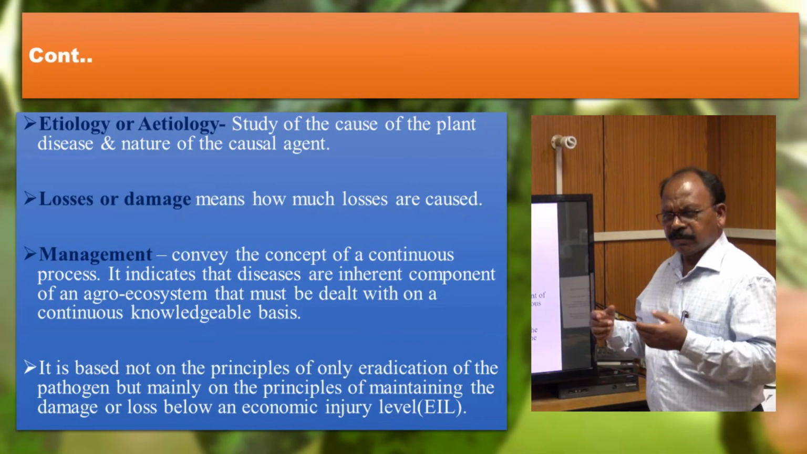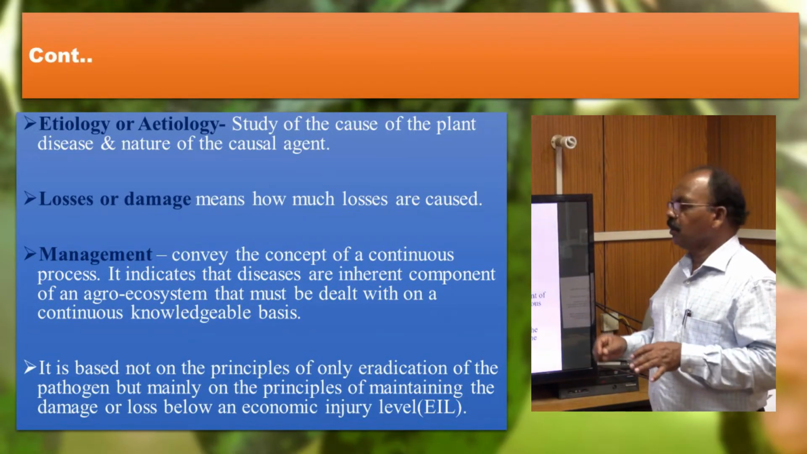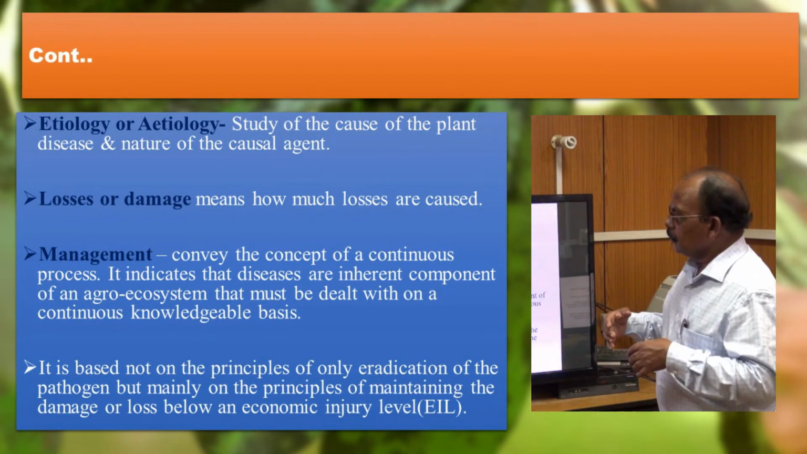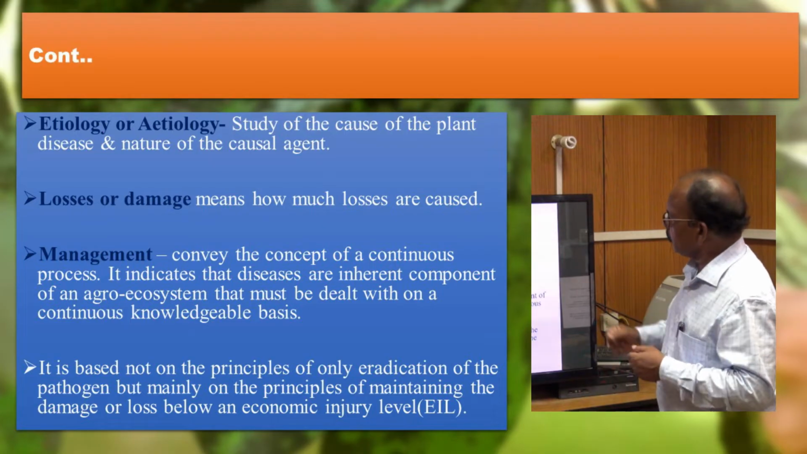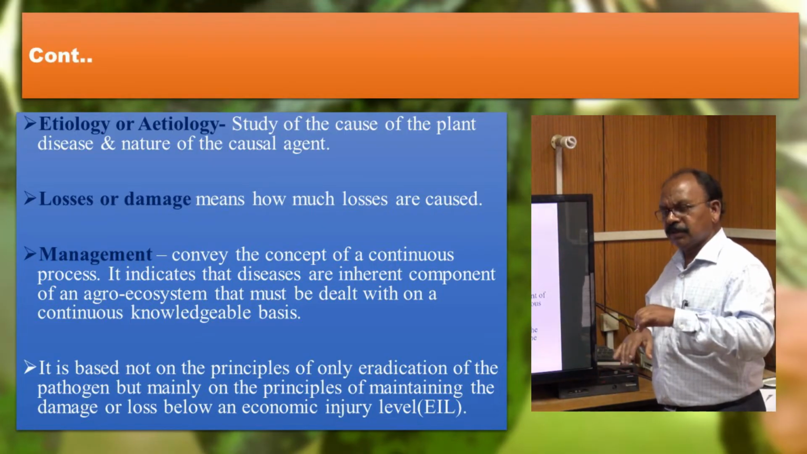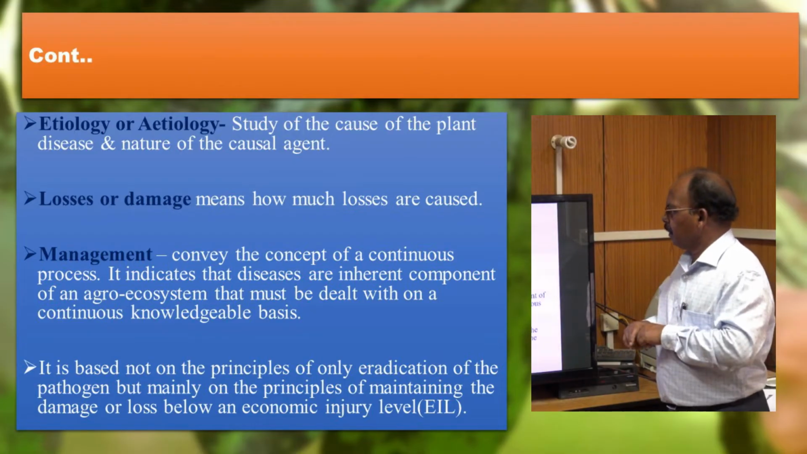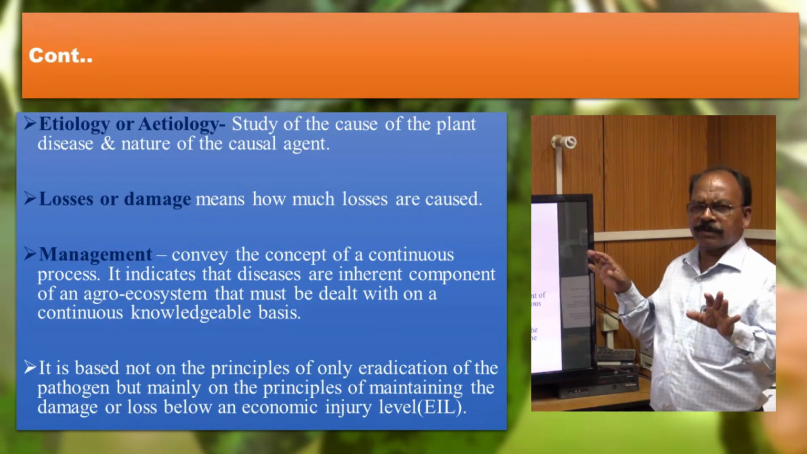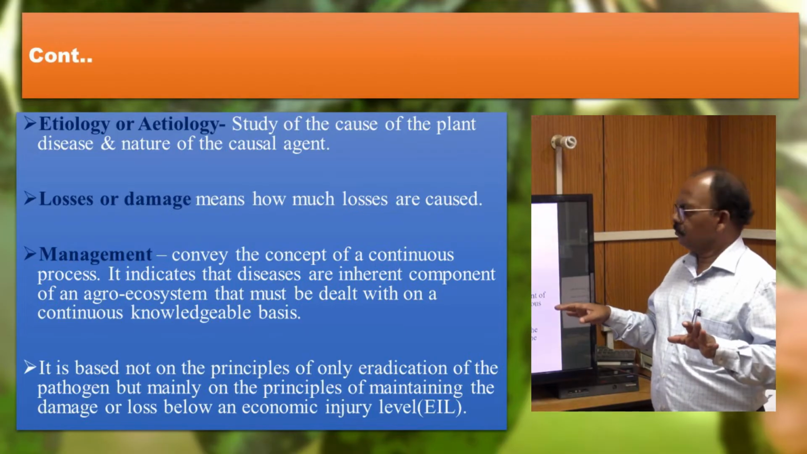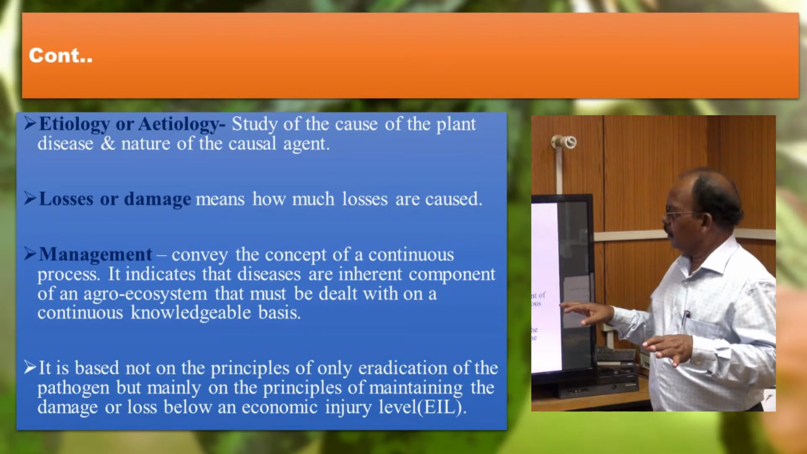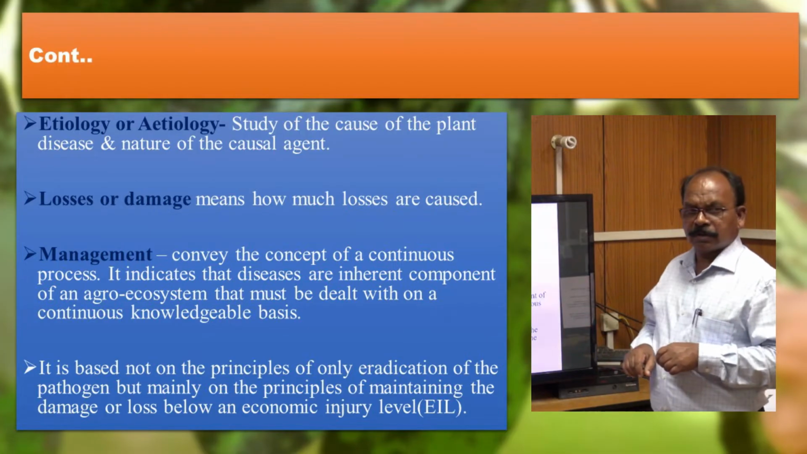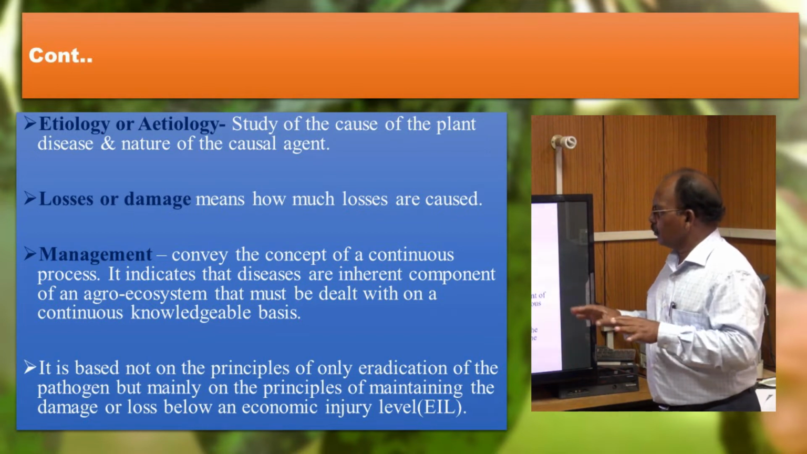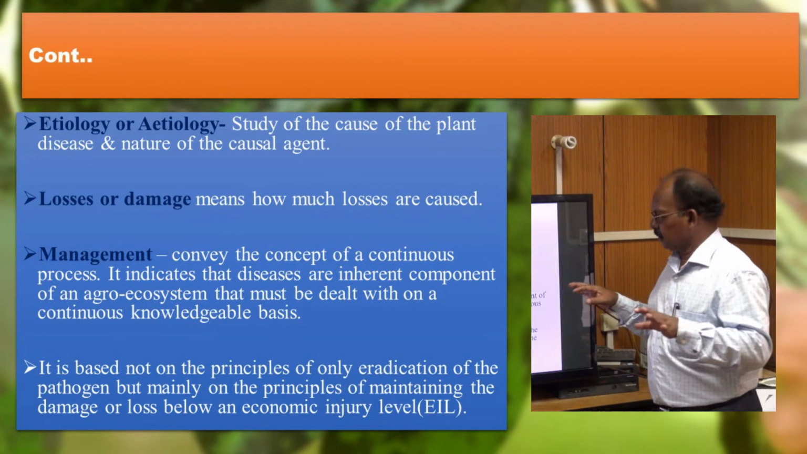The causal agent may be an infectious causal agent or a non-infectious causal agent. An infectious causal agent is one which is capable of reproducing and spreading the disease from one host plant to another host plant. Non-infectious means there is no association of a causal organism. It includes air pollutants, nutrient deficiency, unfavorable weather condition. All these are non-infectious factors.